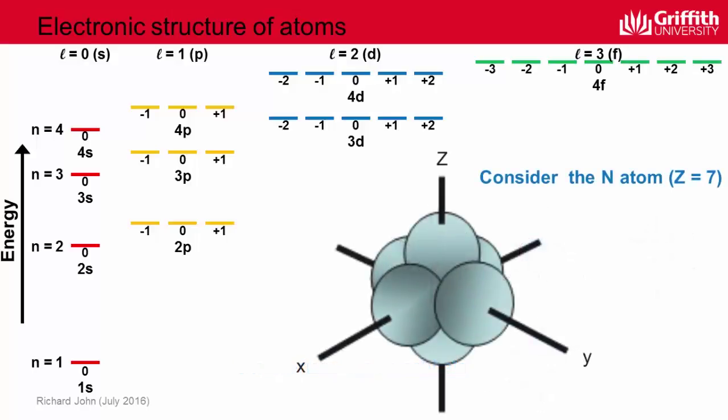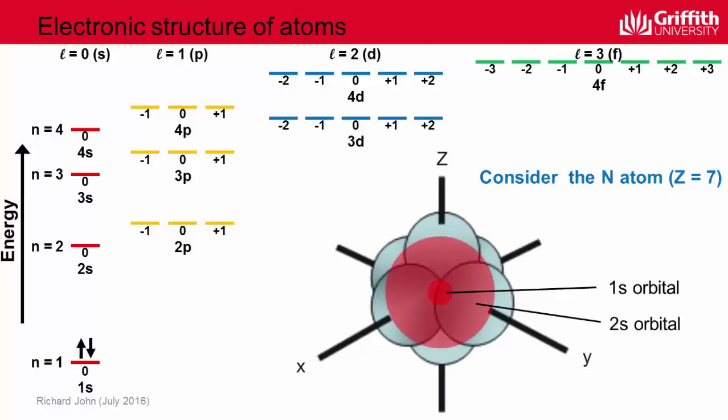Now, in a multi-electron atom such as nitrogen, for example, which has 7 electrons in its electron cloud, the reality is that 2 of those electrons would exist in the 1s orbital, and we can represent that by placing 2 arrows in that 1s subshell or 1s orbital in the n equals 1 shell.